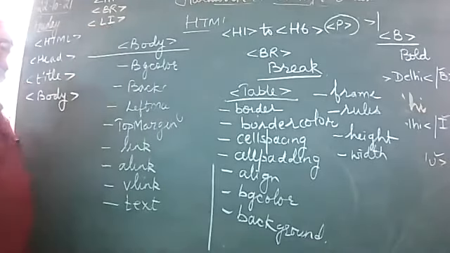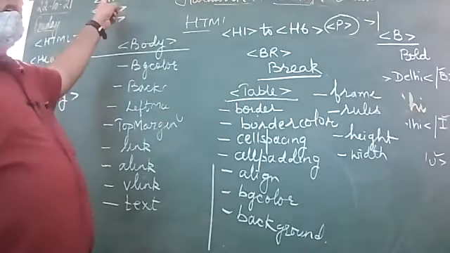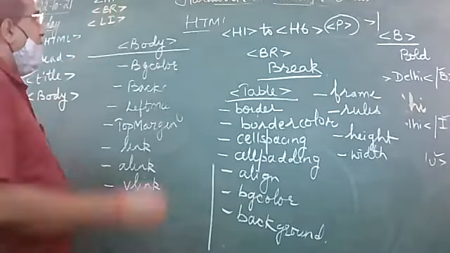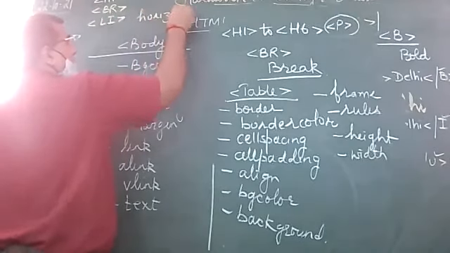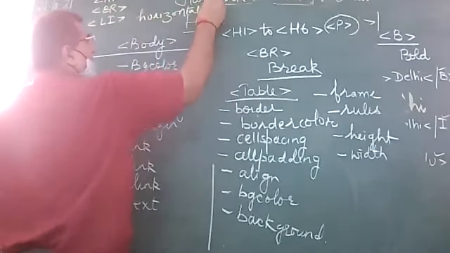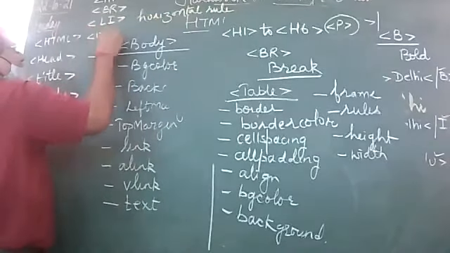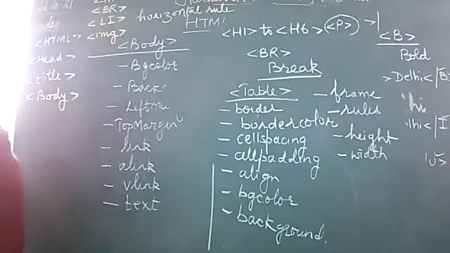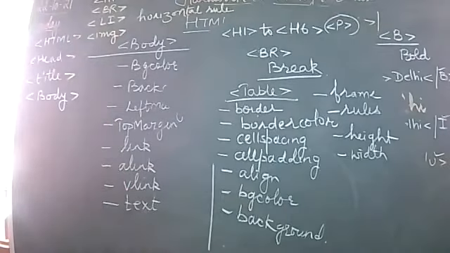LI tag stands for list item. HR stands for horizontal rule. Then empty tag is IMG. Its full form is image. IMG is an empty tag.